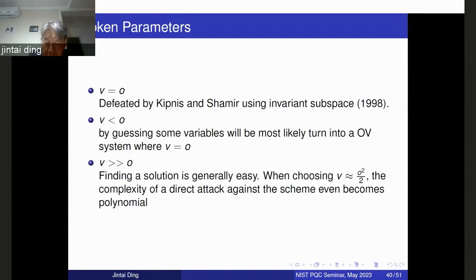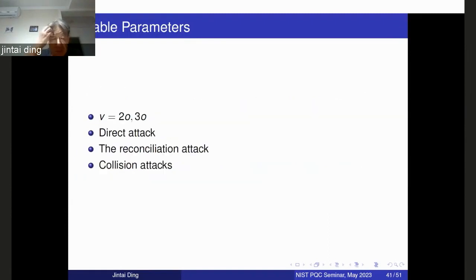How do they do that? This is just a simplified description. With V big enough, you can do a certain kind of change of variables, essentially changing the whole system back into some kind of triangular UOV system, which can be solved easily. So this is their result. Which means V less than or equal to O is bad. V much bigger than or equal to O is also bad. So what do we do? Our suggestion is that we should choose V equal to 2 or 3 times O for practical applications.